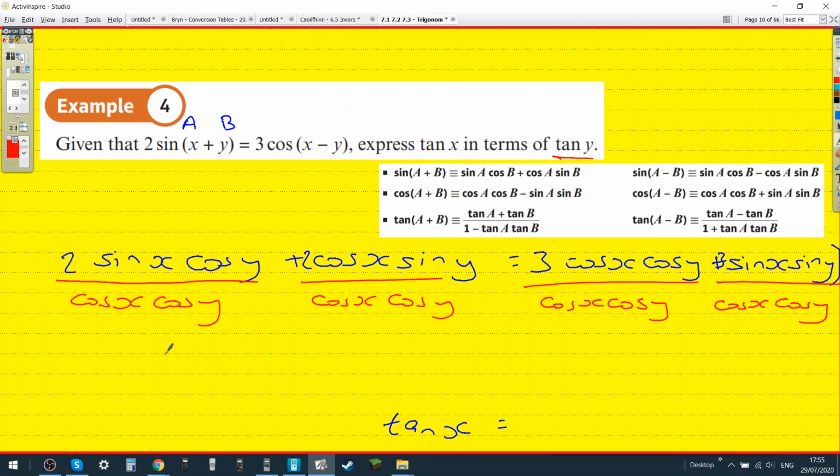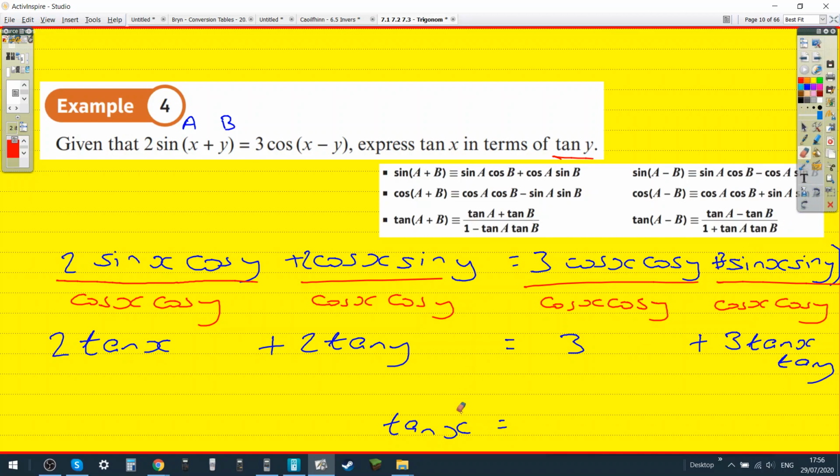What do we get? 2 tan x, plus 2 tan y. Is it just 3? Yep. 3 tan x, 3 tan y. I believe so.